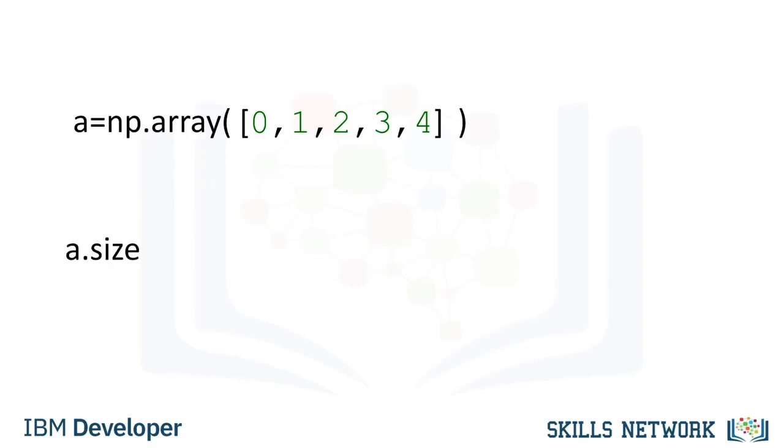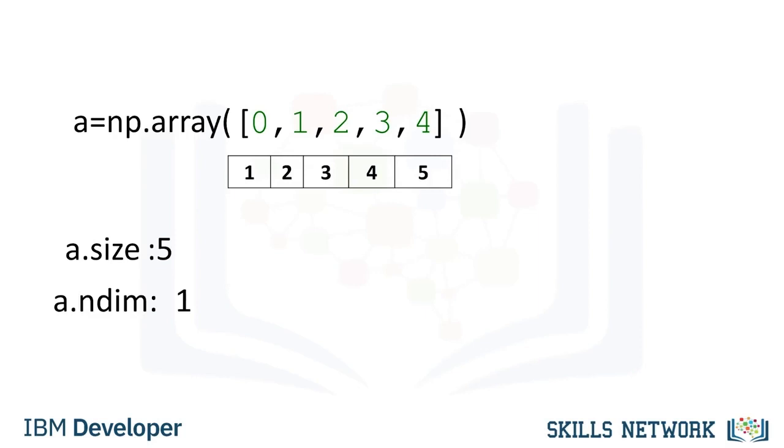The attribute size is the number of elements in the array. As there are 5 elements, the result is 5. The next 2 attributes will make more sense when we get to higher dimensions, but let's review them. The attribute ndim represents the number of array dimensions or the rank of the array, in this case 1. The attribute shape is a tuple of integers indicating the size of the array in each dimension.